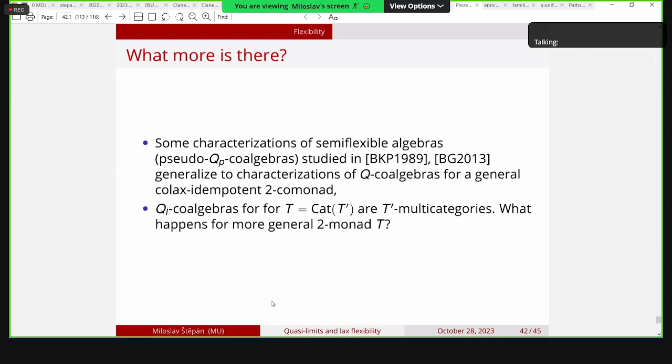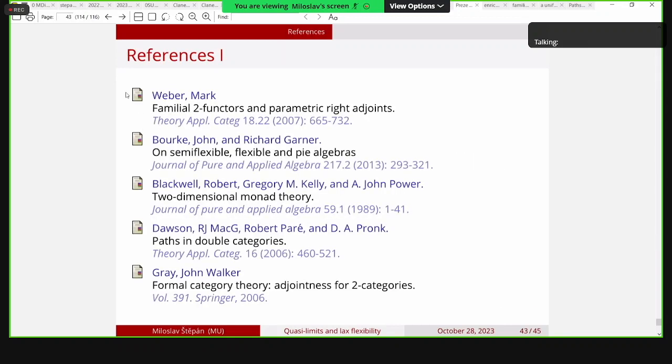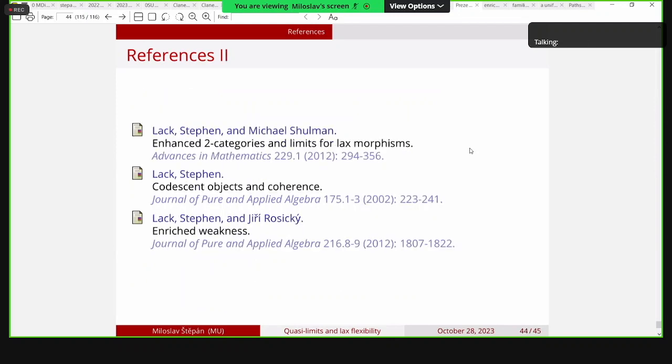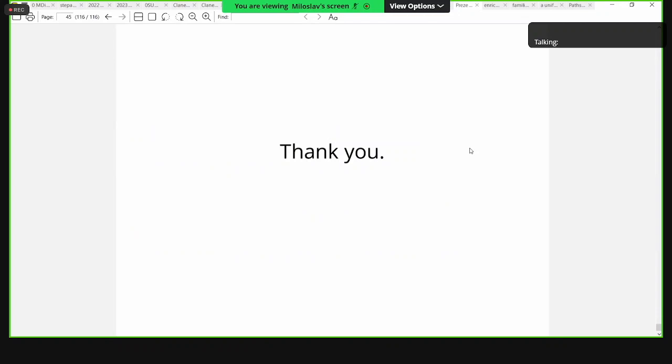And now, one further thing I'm interested in is that QL coalgebras for this special kind of two-monads are multi-categories. So I would be interested in what happens for some more general kind of two-monads. Is it some kind of generalized multi-categories, or what is it? Now there are some references. In this paper on familial two-functors, preservation of comma objects as Rayleigh colimit has appeared here. And I've mentioned the other ones. Okay, so thank you very much.